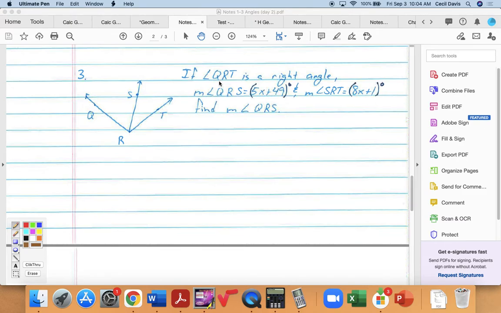So here it says angle QRT is a right angle. You can put the box, but it's going to be more helpful for us to say this whole angle has a measure of 90 degrees. Then angle QRS is 5x plus 49. And SRT is 8x plus 1.